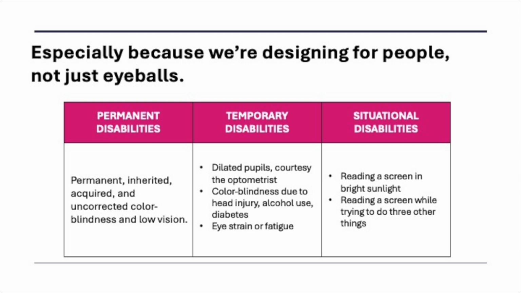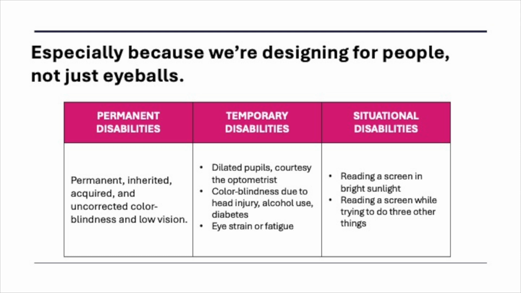We're also designing for people with temporary disabilities. Those can be dilated pupils, like when you go to the optometrist. They dilate your pupils, they make the lens a lot bigger so that your optometrist can see inside your eyeball to check for injuries. And after that exam, it takes a while for your lens to shrink back down.